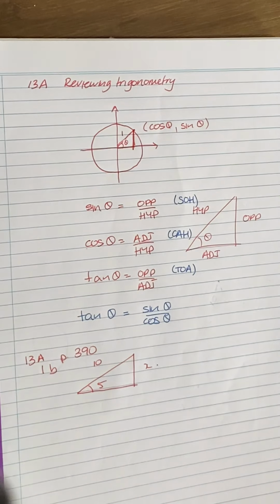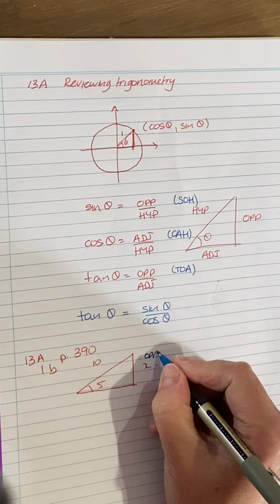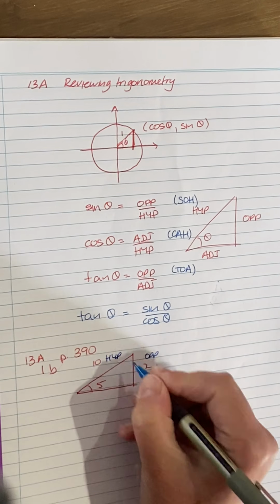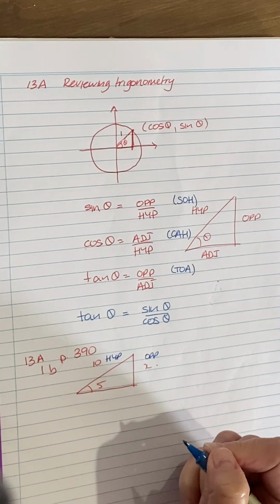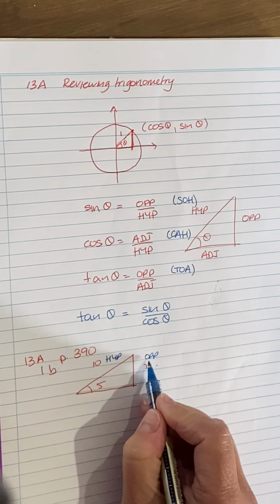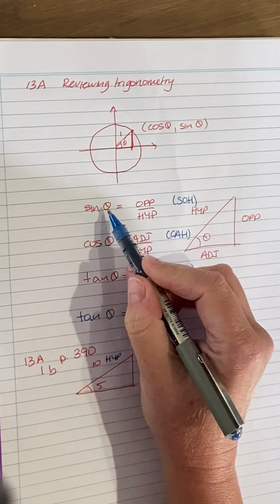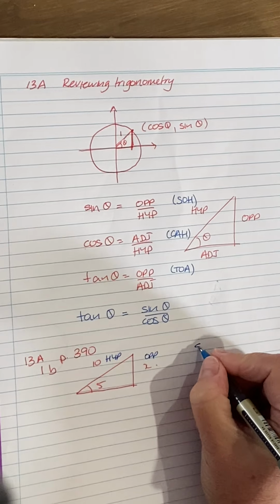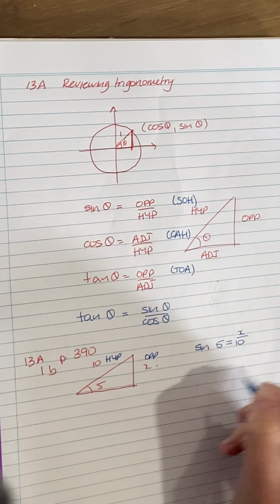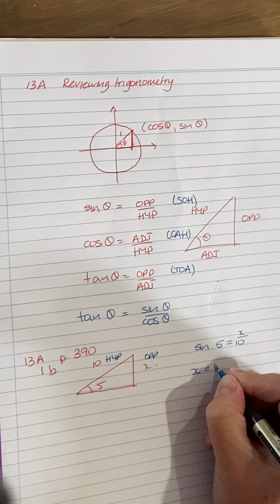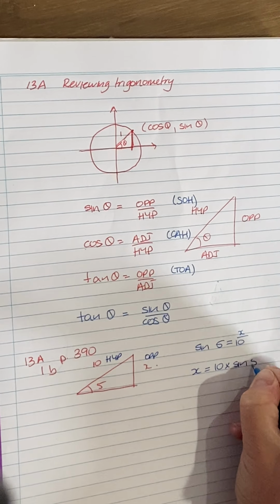So the first thing I think we should always do is go through and label your opposite, your hypotenuse, and the adjacent. We won't bother with that here because we don't know what it is, and we don't really care what it is. So we're just going to say, what have I got? I've got O and H, so we go up here. Sine is opposite over hypotenuse. So in this case, it'll be the sine of 5 equals x over 10. Then rearrange, x equals 10 times sine 5.